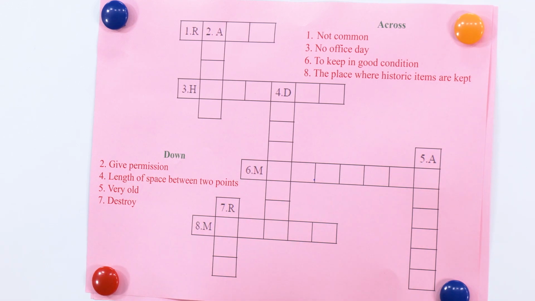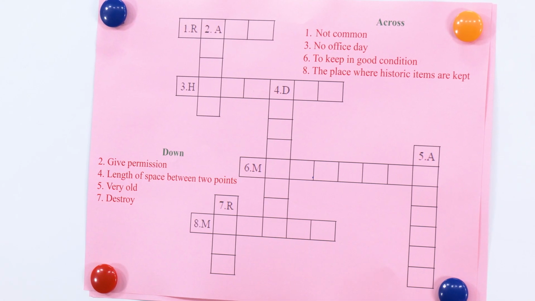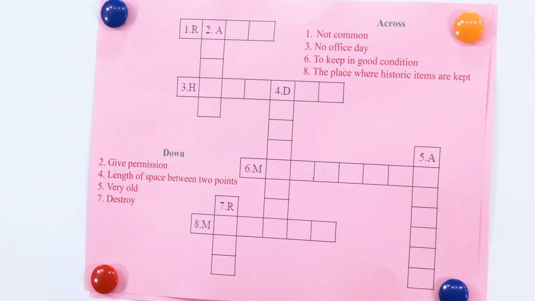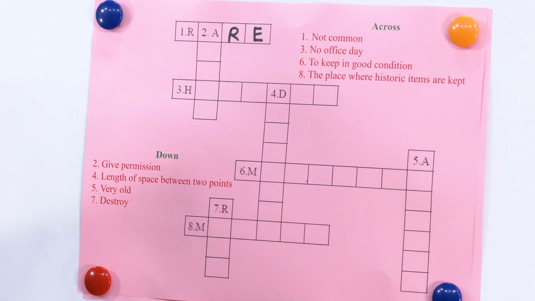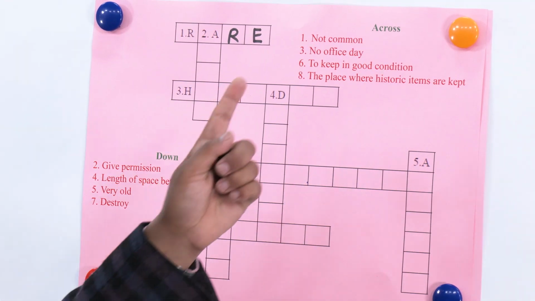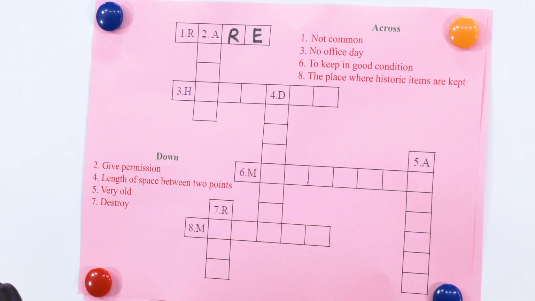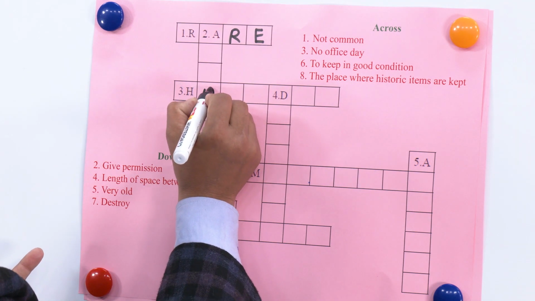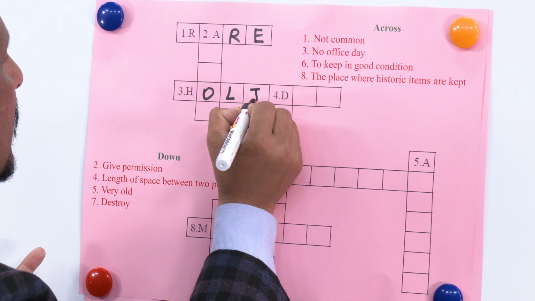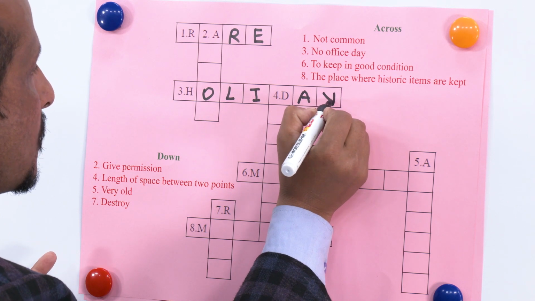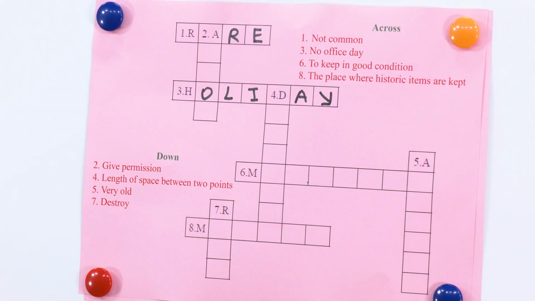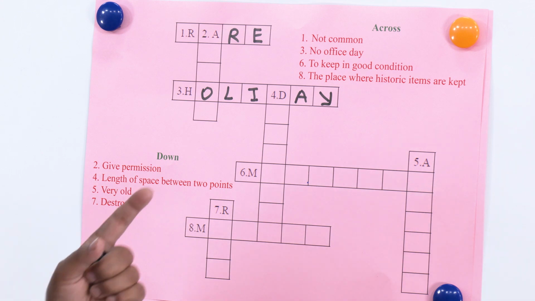Not common, what is it, please? Not common. Very good, that is rare. R-A-R-E, rare. Now, second one, off day. It means what? No school day. You don't have to go to school. Well, that is holiday. Holiday. And now, next one.